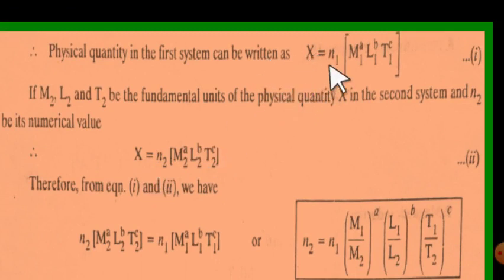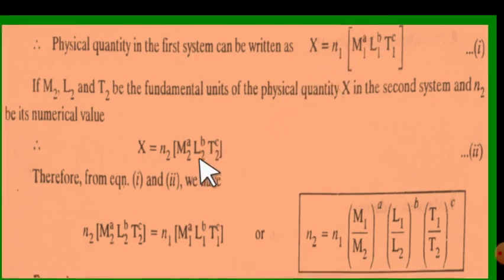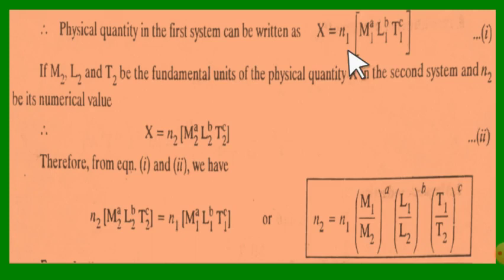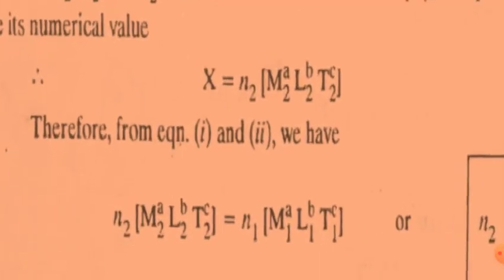Okay, so this is also a physical quantity, the same physical quantity, so we can equate the right-hand sides in the one system and the second system. When you equate it, it will come up like this. We want to find out this N2. N2 will be equal to what? N1 times, you transfer this M2 L2 T2 to the other side.